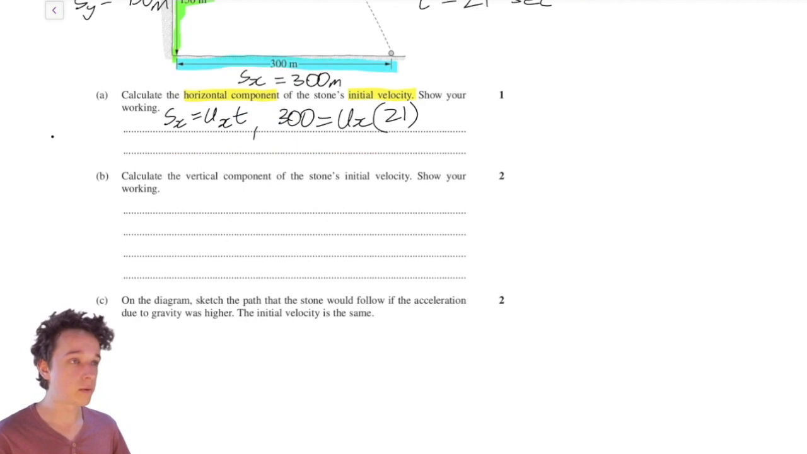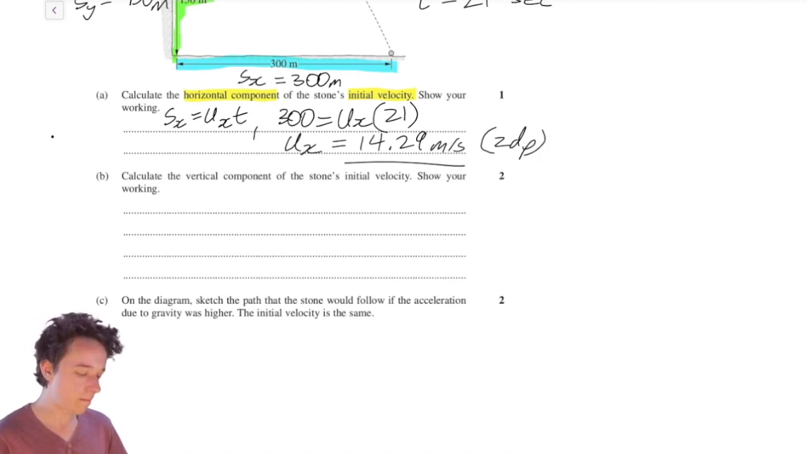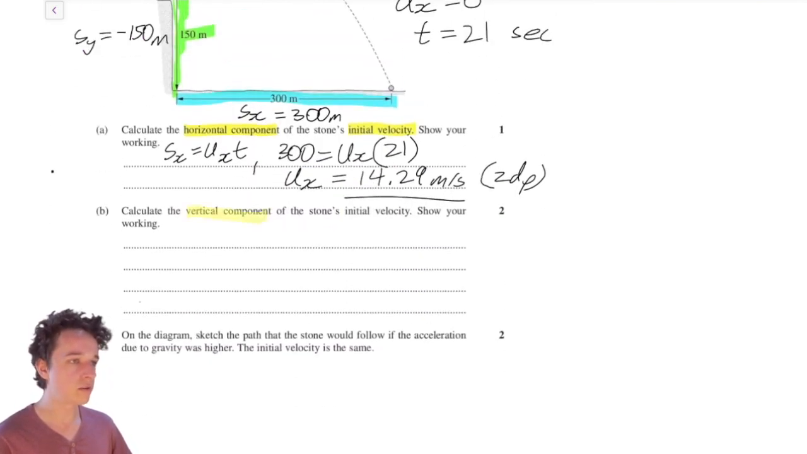Divide both sides by 21 and you'll get ux is equal to 300 divided by 21, which is equal to 14.29 meters per second when written to 2 decimal places. Underline that. Part B, calculate the vertical component of the stone's initial velocity. Show your working.